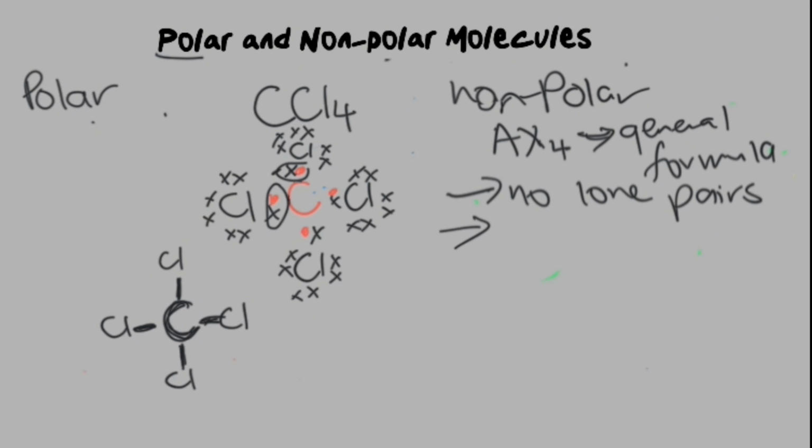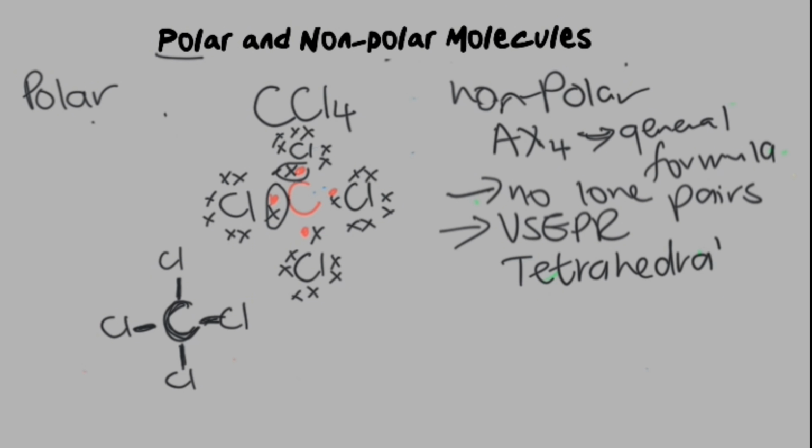No lone pairs. Then you need to say that the shape that it forms according to the VSEPR theory is tetrahedral. Now, tetra in chemistry or in physics means 4. So tetra means 4, and you can see that there are 4 chlorines around the central carbon. So it has no lone pairs. According to the VSEPR, it is tetrahedral, so that makes it symmetrical. So that's a symmetrical molecule.